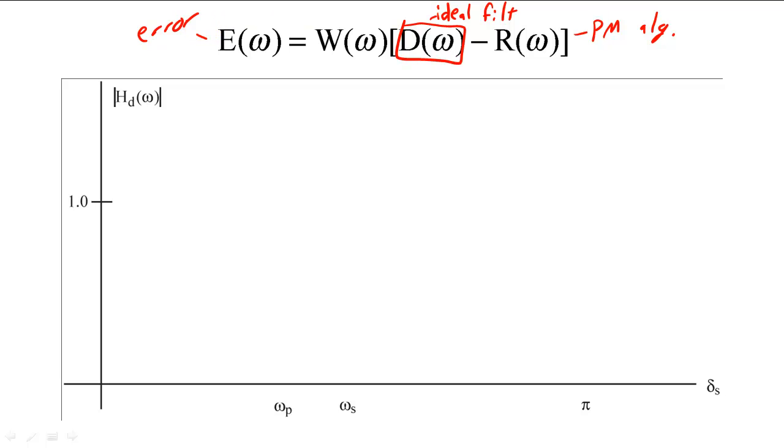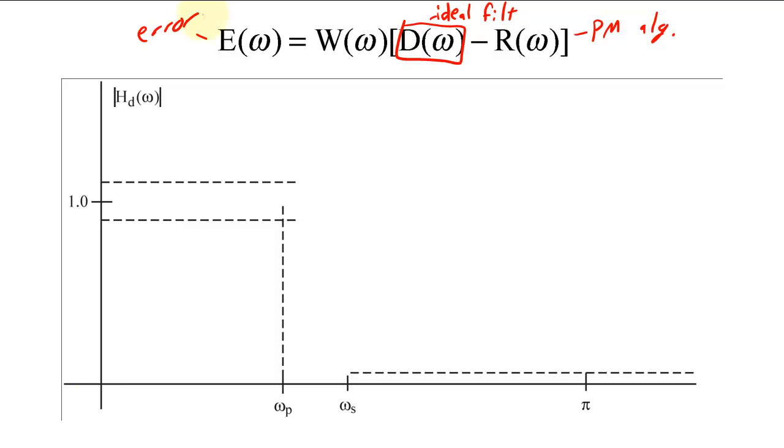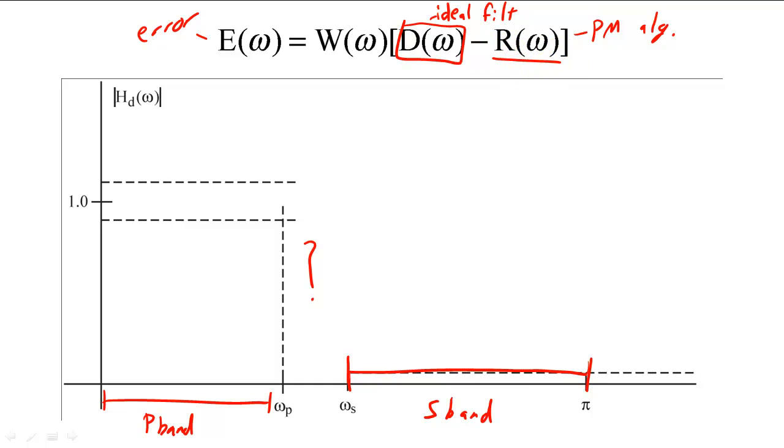The ideal filter would be defined from 0 to a passband cutoff frequency, and from a stopband starting frequency to pi. As mentioned before, the transition band is left undefined, so we can minimize the error in the passband and the stopband. The function r of omega is the real function that we would use to create our generalized linear phase filter.